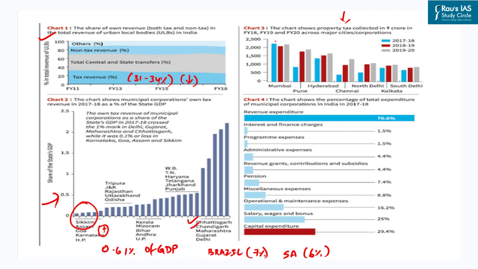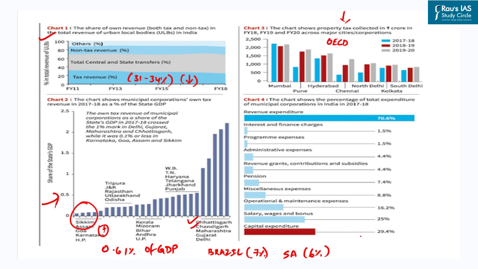Further, the third chart indicates the dependence on the property taxes. In 2017-18, the property tax formed over 40% of the municipal corporation own tax revenue. Despite such dominance of the property tax in the tax collection ratio, the property tax collection in India is much lower when compared to the other OECD countries due to undervaluation and poor administration.